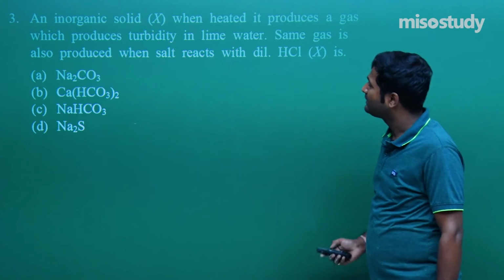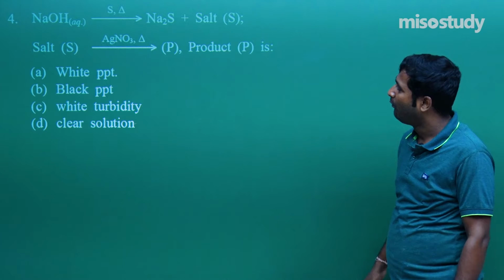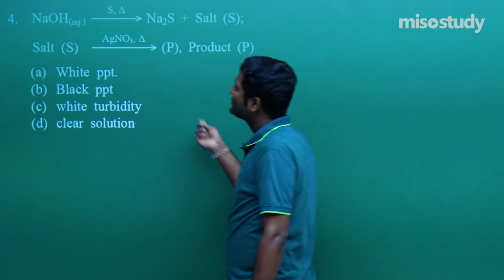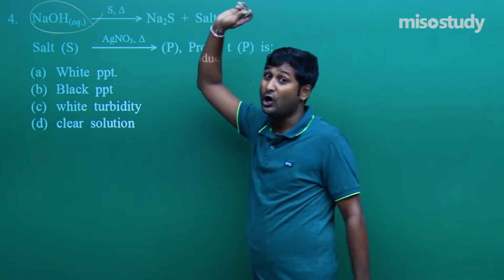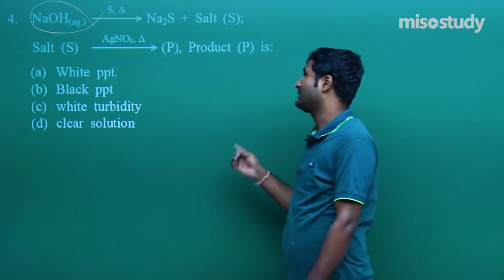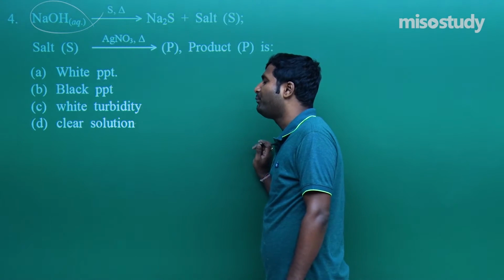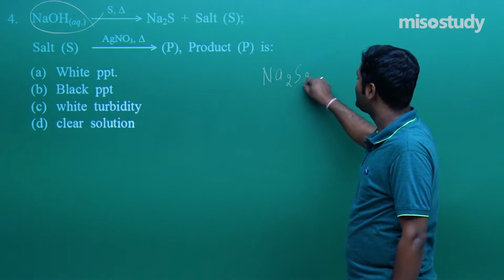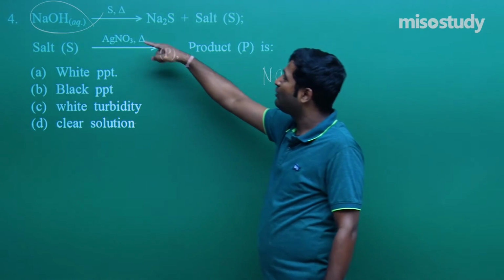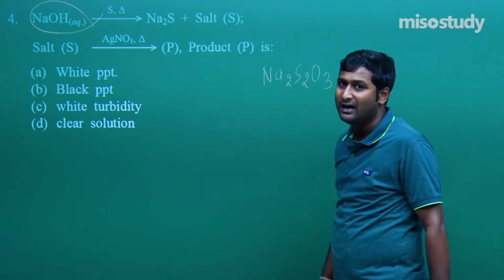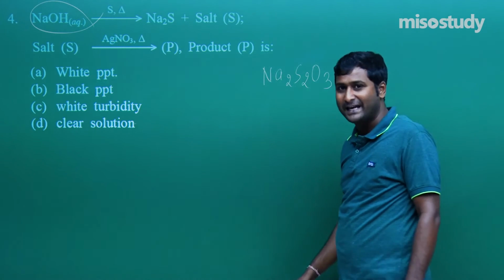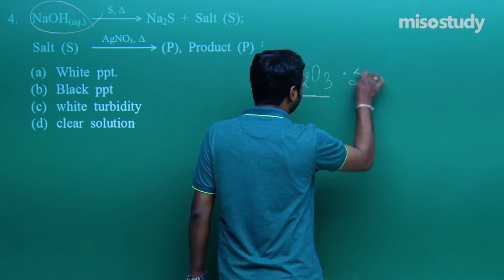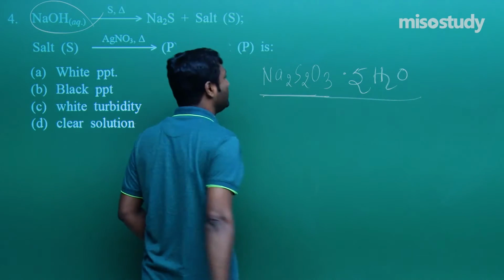Now the next question is, look at what I'm telling. Question number 4: NaOH with sulfur. Do you remember this? As I discussed in my lecture, this is one of the most important methods for the preparation of hypo. What is the formula of hypo? Na2S2O3. When NaOH is treated with excess sulfur, it produces Na2S and Na2S2O3, and the complete formula is Na2S2O3·5H2O.